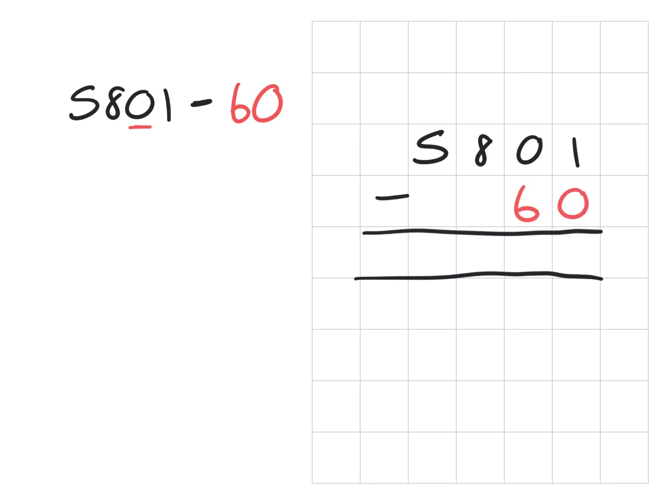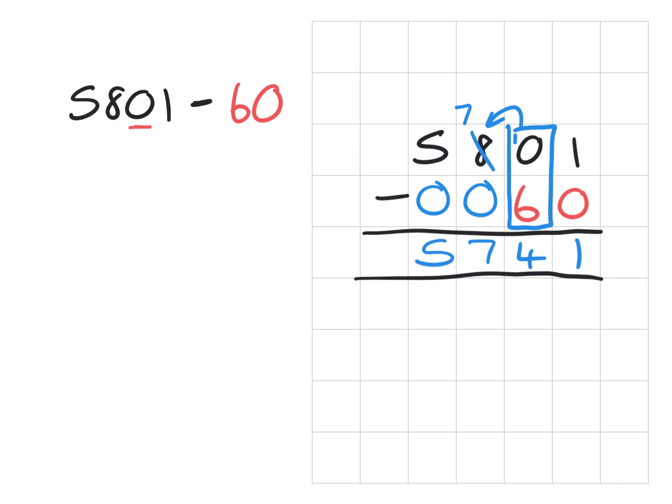So I'm going to subtract the 60. So the 1 take away the 0 remains as 1. The 0 tens take away 6 tens, so this is where the effect is going to be had, but we can't do that at the moment, so we need to borrow from the 800 to make it 700 and bring that 100 over to make 10 tens. So 10 tens minus 6 tens is 4 for 40. 7 take away the 0 is 700 and 5,000 take away 0 is 5,000 for our final answer of 5,741.